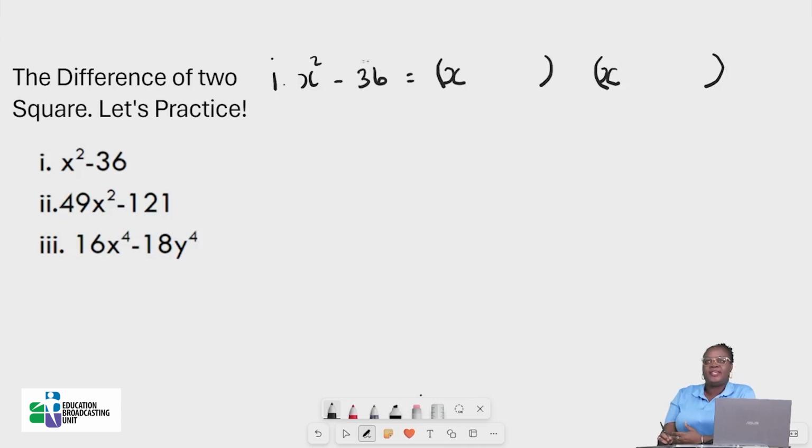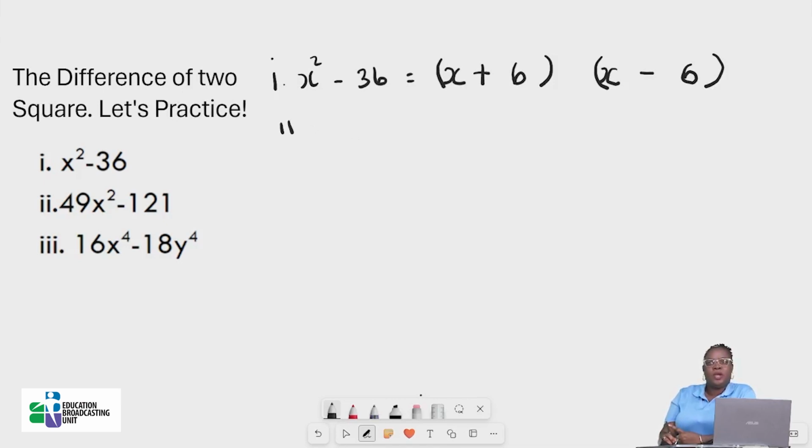Then we go to our next term, that's 36. What's the square root of 36? What do I multiply by itself to get 36? That number is 6. So I write 6 on the right-hand side of both brackets. And our last step, we add our operation signs. There you have it, the difference of two squares.